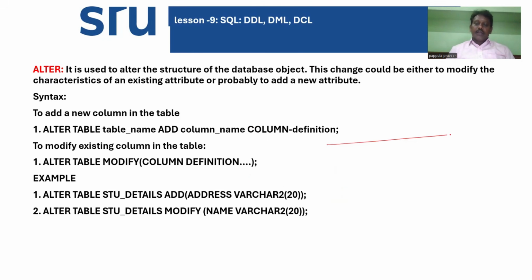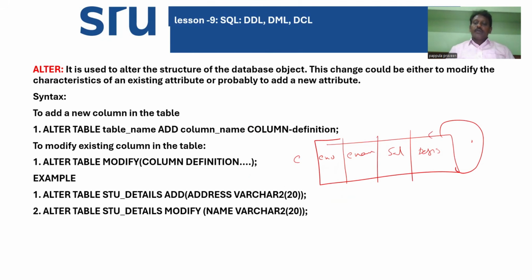Well, already we created one structure. This is the structure, right? Employee number, employee name, salary, designation. Now we have to add a new attribute. For example, add a new attribute, that is the location, working location. So this is the existing object, right? Existing data structure. So now we want to add a new attribute to the existing. So by using the alter command, we can achieve this change.